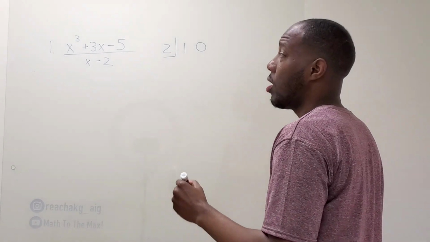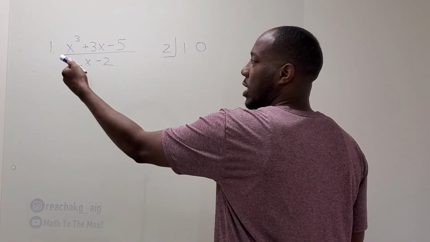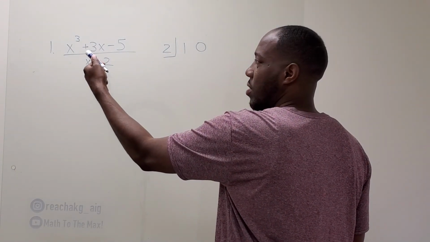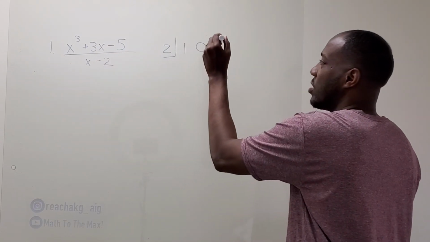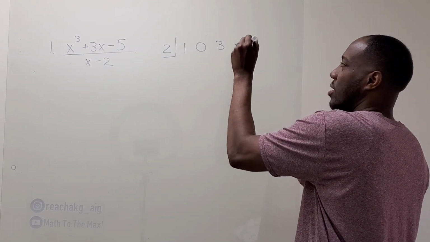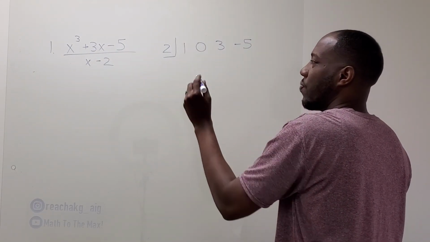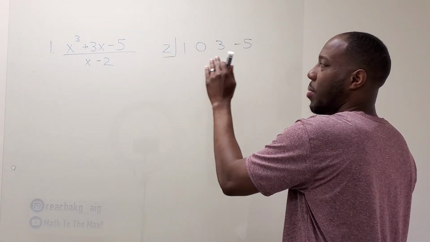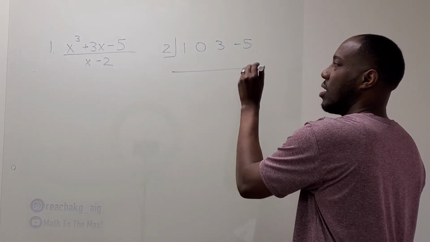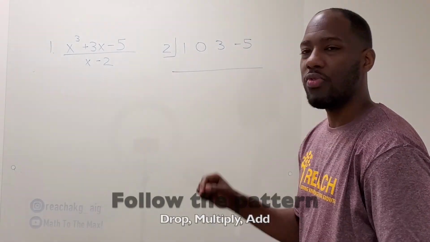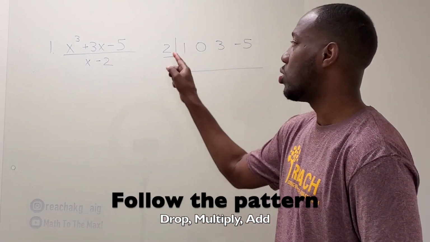0. So x to the third, what's the leading coefficient? 1. X to the second, I don't have it. X to the first, the coefficient is 3, and then your constant. All right, now you're going to leave a space right here. Some numbers are going to go right here, so we're going to leave a space. And then you follow the pattern. What's the pattern? Drop.